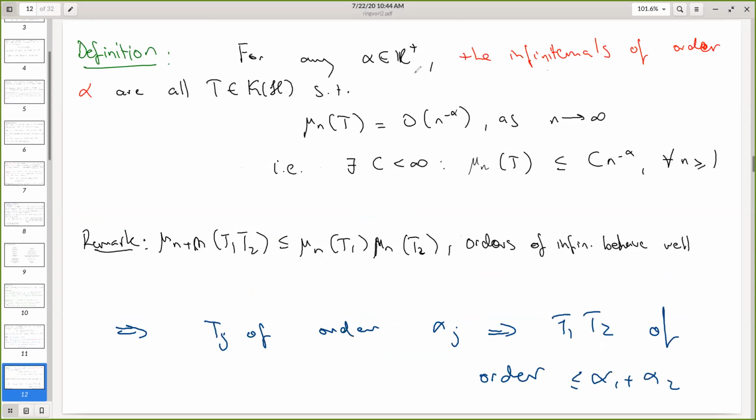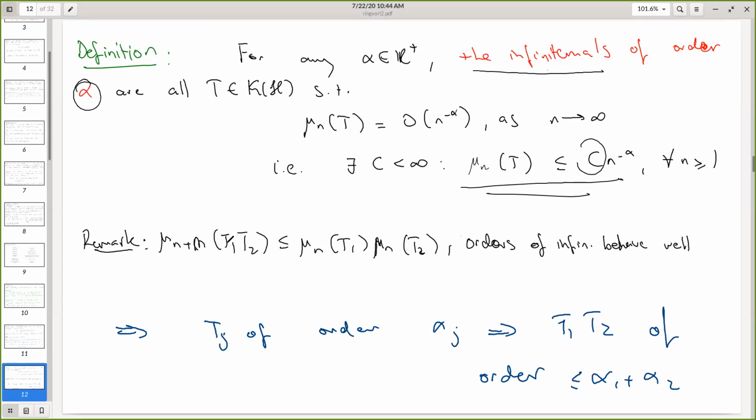Sorry. So for any alpha that is real and positive, the infinitesimals of order alpha are all compact operators such that the eigenvalues or singular values mu n of T are of order n to the power of minus alpha as n goes to infinity. So there exists a C such that mu n of T is less than or equal to this constant times n to the power of minus alpha for all n bigger than 1. Okay, so this is what makes an operator an infinitesimal of order alpha.